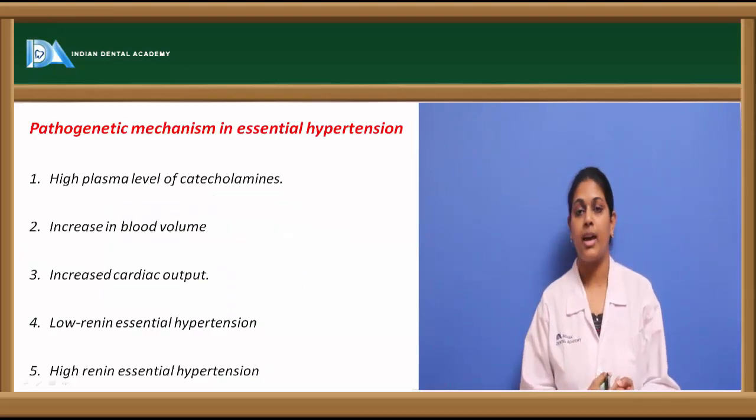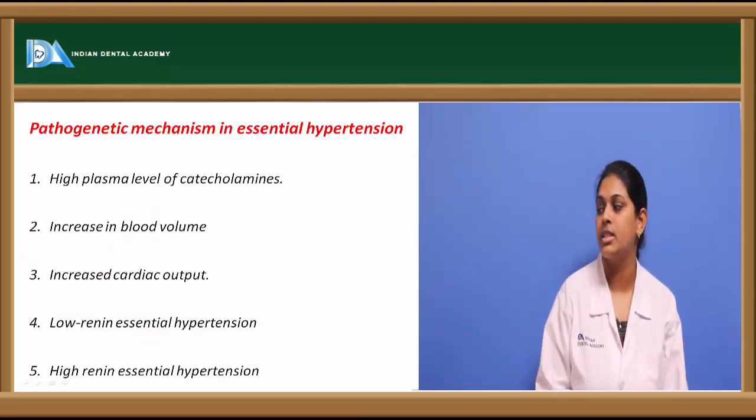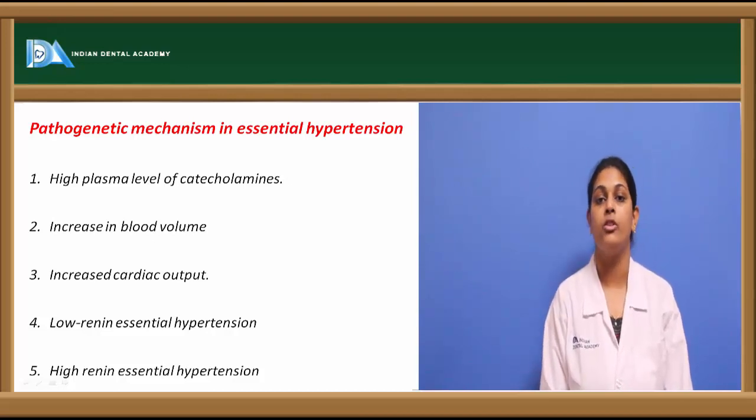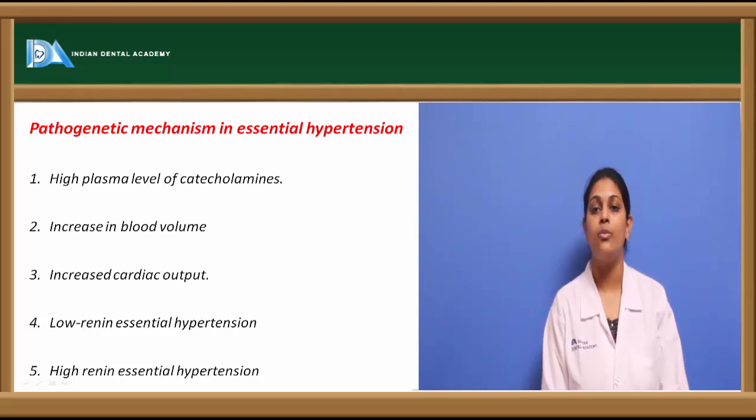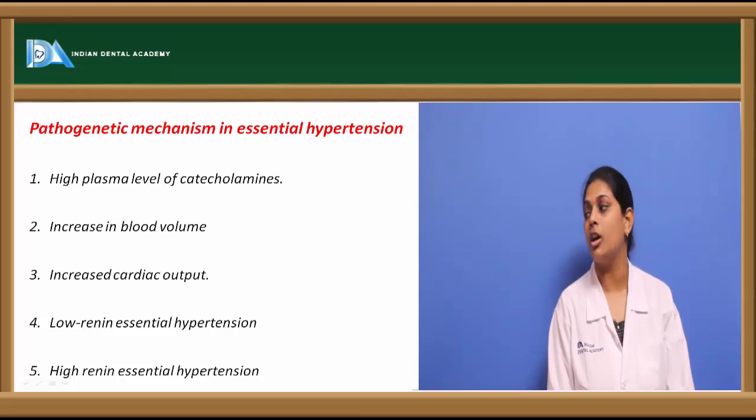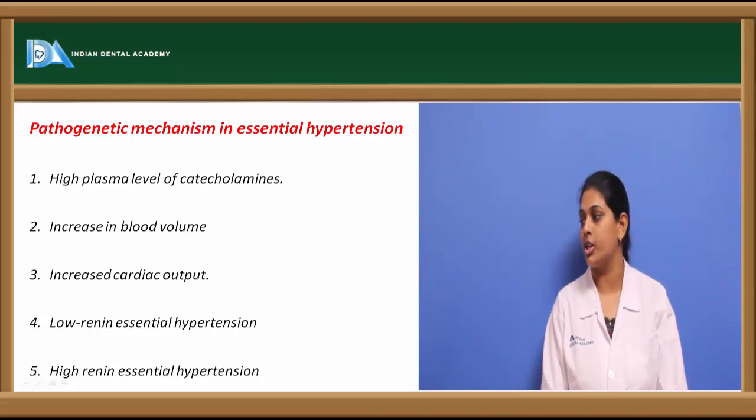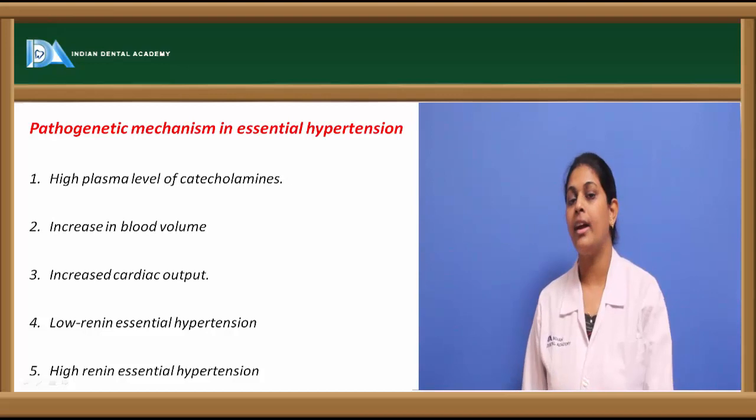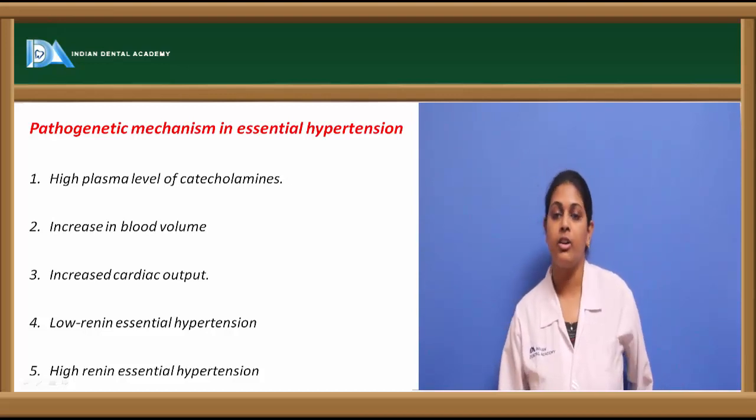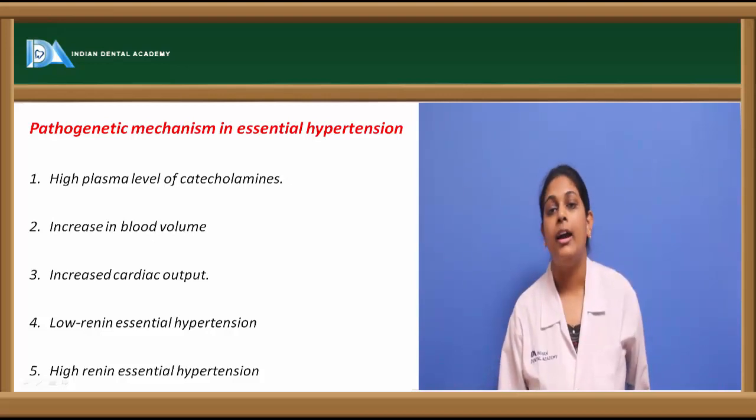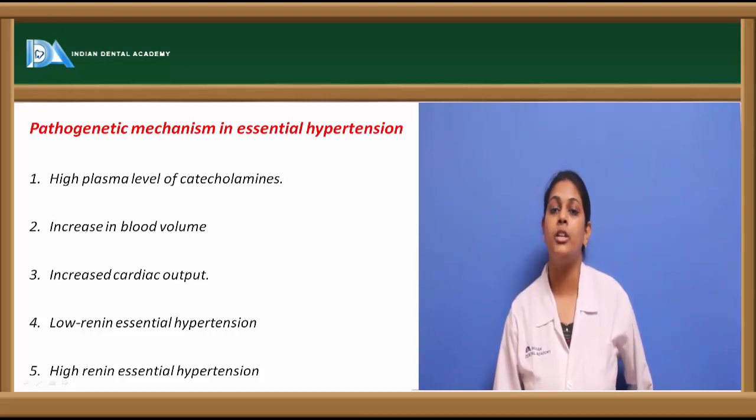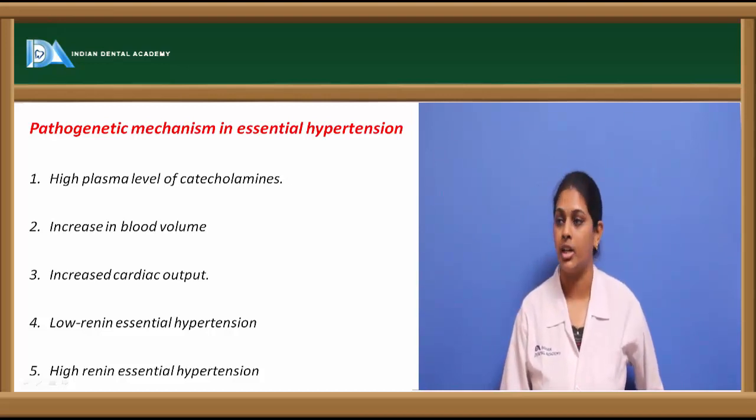Coming to the pathogenic mechanisms in essential hypertension, usually we see the presence of high plasma levels of catecholamines because of the alteration in the renin-angiotensin mechanism, which is a major mechanism being altered by the decreased cardiac output, which decreases the glomerular filtration rate. And other than that, this high plasma level of catecholamines may also affect the blood volume, which might increase the blood volume. And this increase in the blood volume is actually mediated with an increase in the cardiac output.